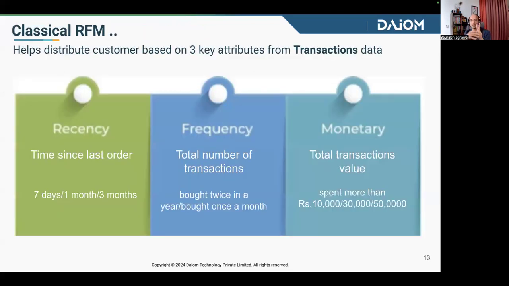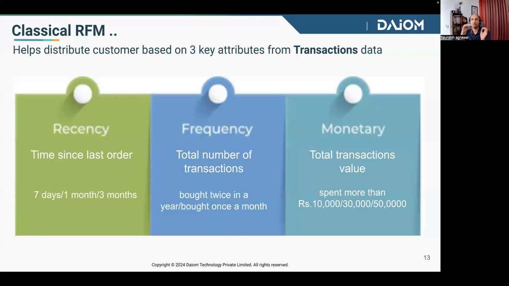Okay, so RFM has three things. RFM has multiple models, but we'll start with the classical definition of RFM. The classical definition of RFM is basis sales. What it means is if somebody has bought something from you, then recency means time since he last ordered. Frequency means how many times did he order in the last 1 year or 1 month. You can define the period. And monetary is the total transaction value you have given in that period.